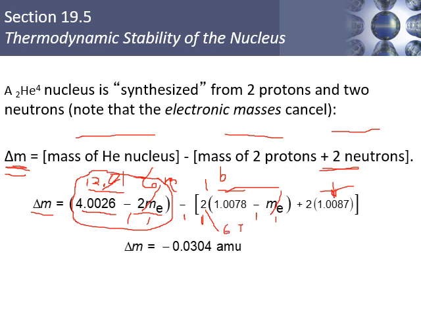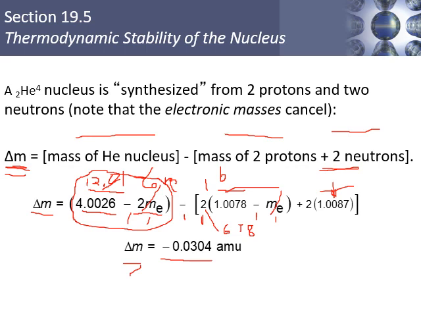Okay, so once you do this, then you get here a number of minus 0.0304 AMUs. And that is your mass defect. That's your delta M here. Okay, so that seems like a lot of work, and the first time or two you do it, it is, until you see the pattern, and then it just becomes really easy.